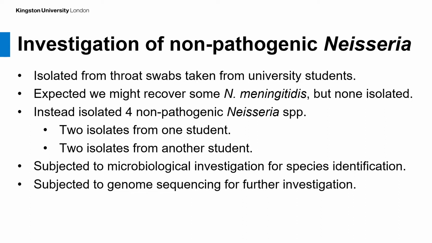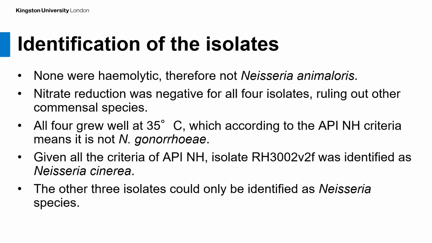These were then subjected to microbiological investigation for species identification, and they were subjected to genome sequencing for further investigation. Identification of the isolates first began in the lab. None of them were hemolytic, so therefore they aren't Neisseria anemoralis. Nitrate reduction tests were done, and they were negative for all 4 isolates, which ruled out a whole host of other commensal species. All 4 of them grew at 35 degrees C, which according to our API NH criteria for using our API strips, meant that they weren't Neisseria gonorrhoeae.